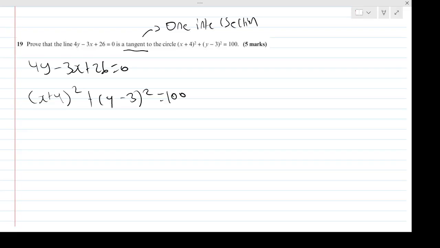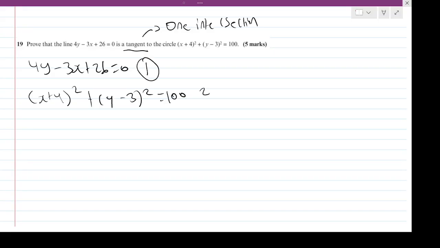Okay, so we're talking about intersections, so we're going to need to equate them together. We need to substitute one equation into the other. It's best to rearrange the line, right? So if we first call these equations 1 and 2, because they're effectively simultaneous equations, and substitute one into the other, let's rearrange the top one to substitute.